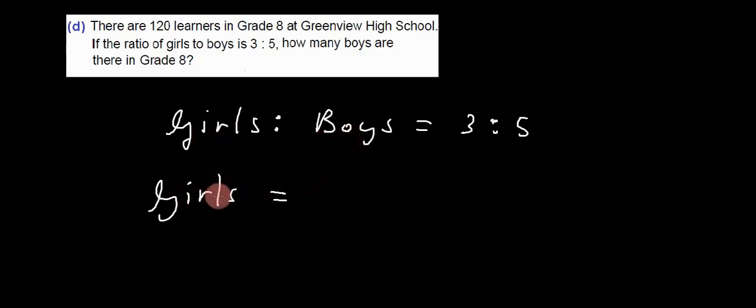To get the number of girls, we take 3/8. 3 plus 5 is 8. So 3/8. Note that girls is written first in this ratio. So girls correspond to 3 here, and boys to 5. So 3 over the sum of 3 and 5, in other words 3/8, times the total number of learners. This we can work out on a calculator.